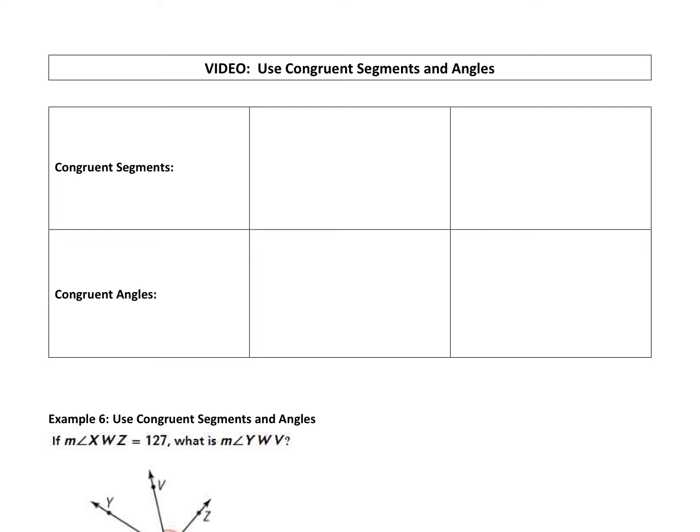All right, we've got our last video for the lesson. We're going to work on congruent segments and angles. So that might be a new word for you guys, congruent. Congruent just means things that have the same size and shape, the same measure.